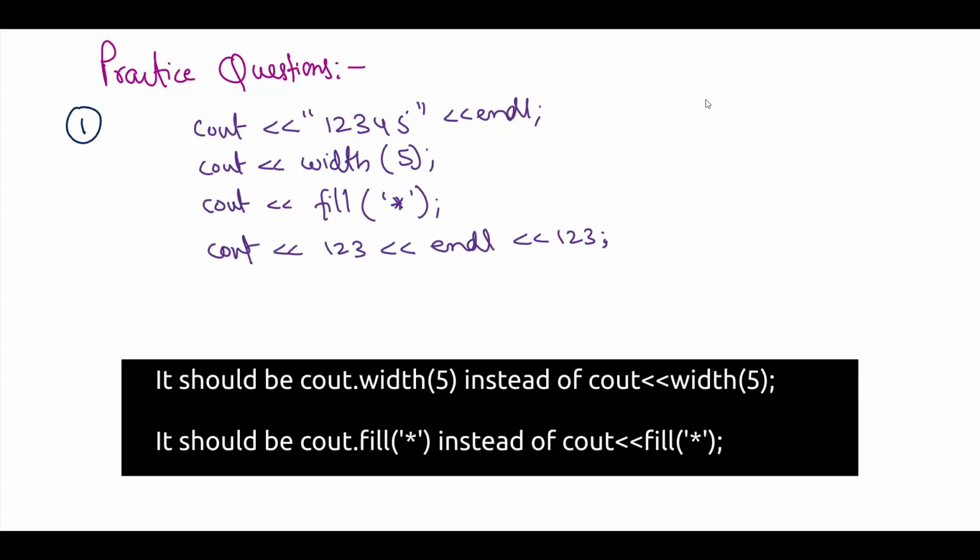I hope you would have guessed the answer of this question till now. So the output here is 1, 2, 3, 4, 5, which is output from this. Then it is setting the width to 5 and then filling the character by this star and then 1, 2, 3. So by default it will fill on the left side and the answer will be **123. And then there is another 1, 2, 3 which will be a simple 123 without filling any characters.